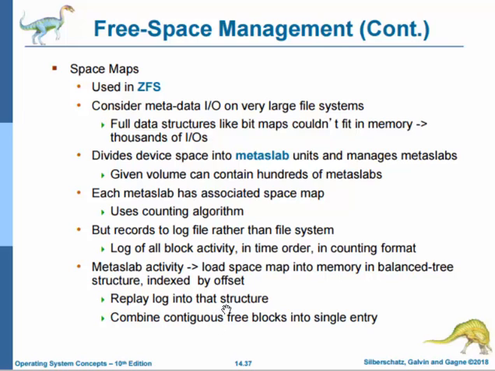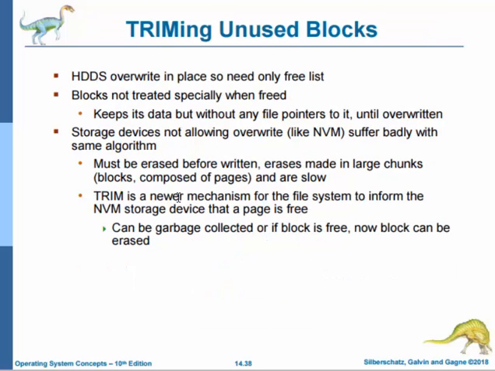Now, ZFS also condenses the map as much as possible by combining contiguous free blocks into a single entry. Finally, the free space list is updated on disk as part of the transaction-oriented operations of ZFS. And during the collection and sorting phase, block requests can still happen, and ZFS satisfies these requests from the log. In essence, the log plus the balanced tree is the free list.